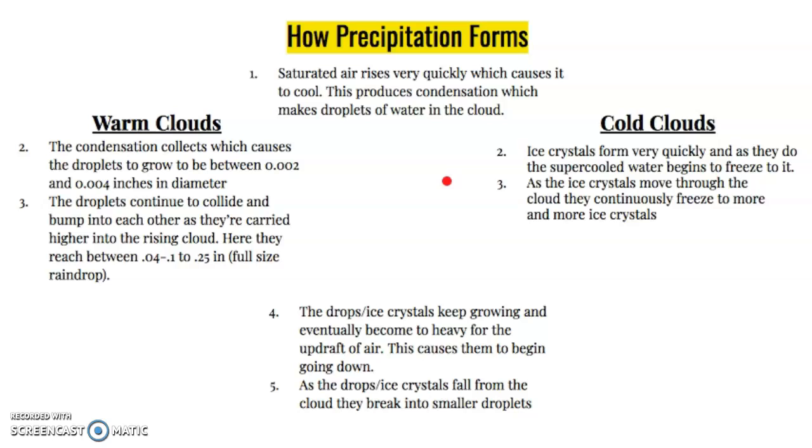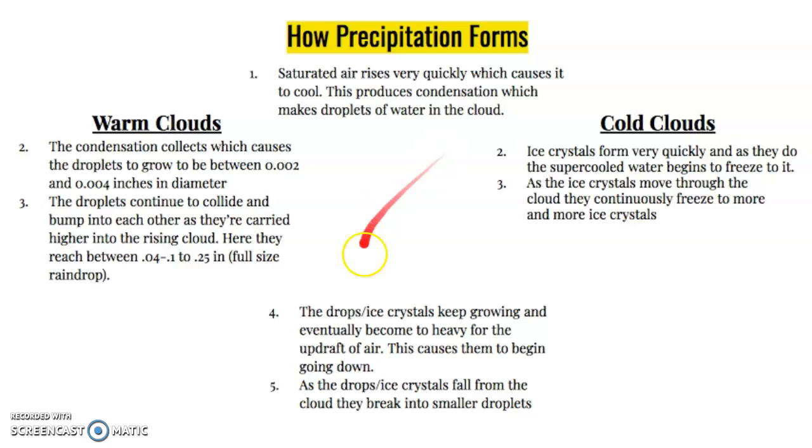For cool clouds, we have the aggregation process. And you need ice crystals and supercooled water for this to take place. So for step 2 in the aggregation process, the ice crystals form very quickly, and as they do, the supercooled water begins to freeze to it. Step 3 is when the ice crystals move through the cloud and they continuously freeze to more and more ice crystals because of the supercooled water, and so it just continues to build up.